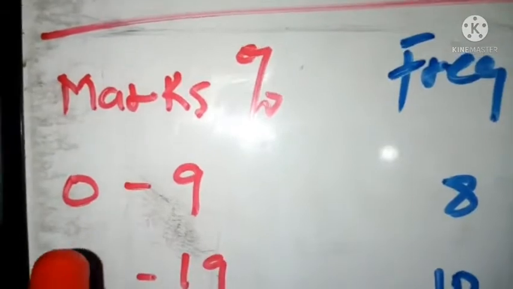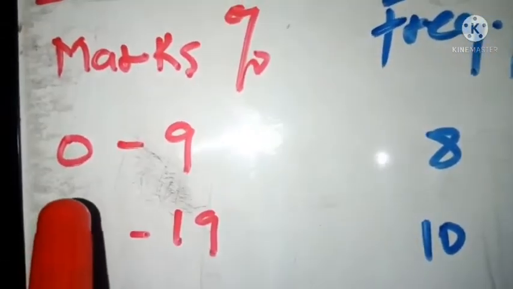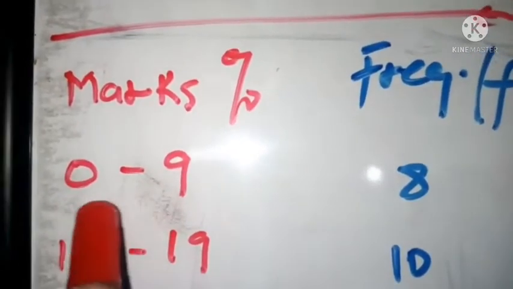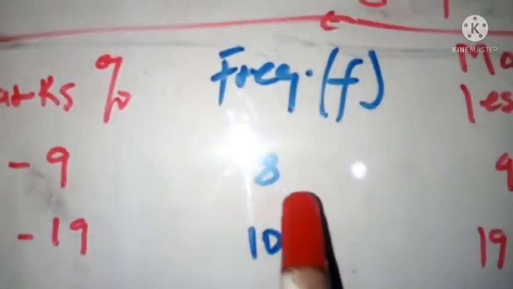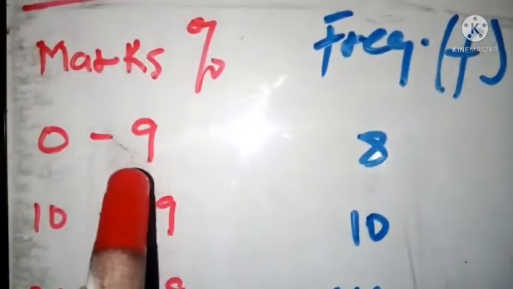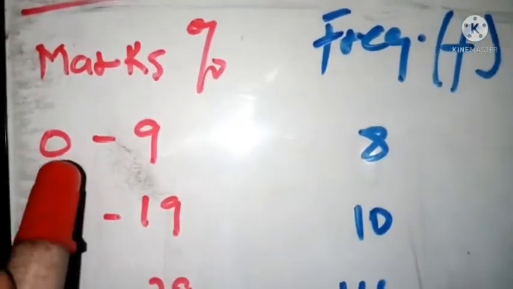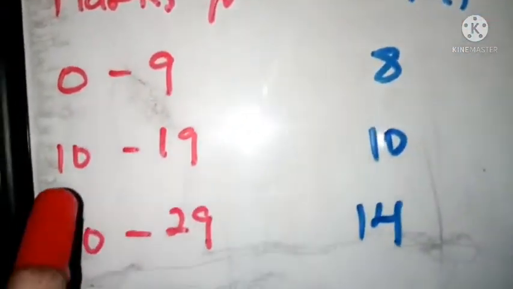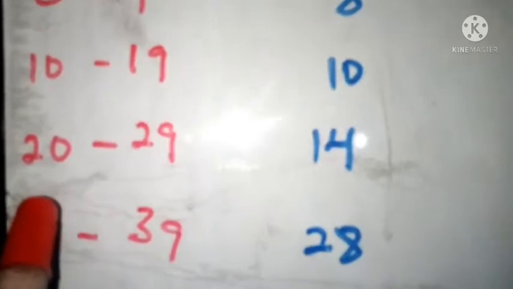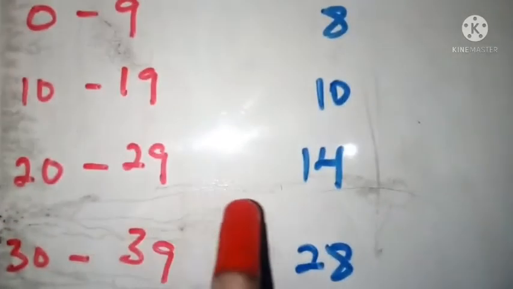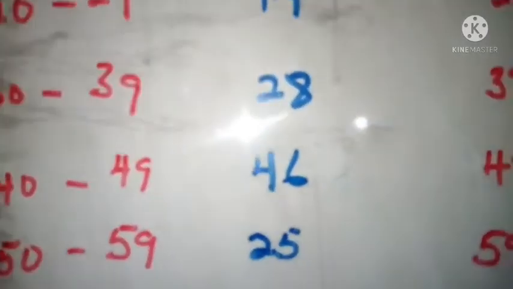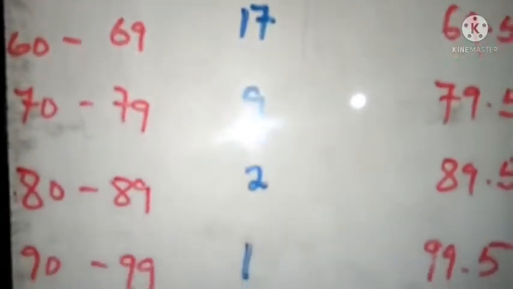Now let's have a look. We are having marks obtained by people between 0 to 9. So for marks from 0 to 9, how many are they? They are 8, right? So the frequency here tells you the number of people who obtained these marks. From 0 to 9 we are having 8 people. Then 10 to 19 we are having 10 people. Then 20 to 29, we are having 14. And then 30 to 39 we are having 28, and so on and so forth.